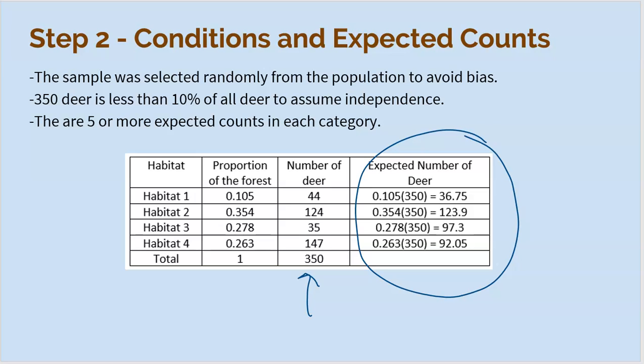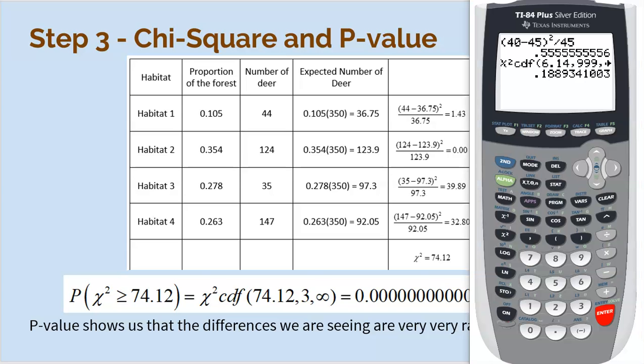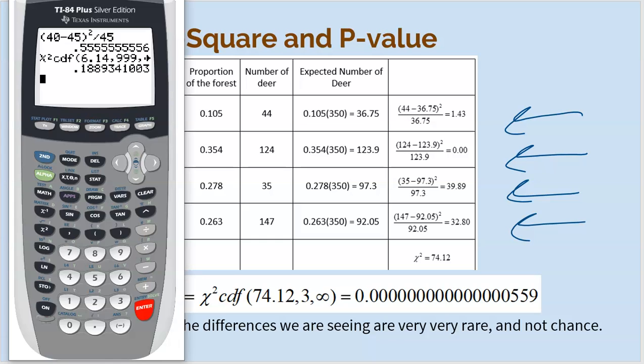All right, so now we're going to move on to the new stuff. Step 3 is getting those chi-squared values and that p-value. So here it goes. Notice that I have to do it for each habitat: habitat 1, 2, 3, and 4. Observed, 44, minus expected, 36.75, squared, divided by 36.75. Please be very, very careful, especially typing this into the calculator. Be diligent, take your time.